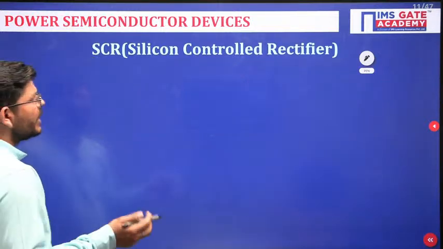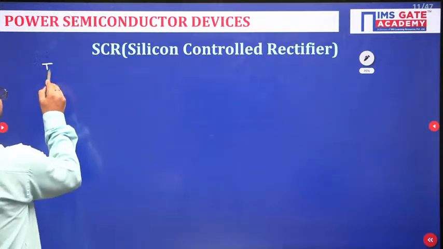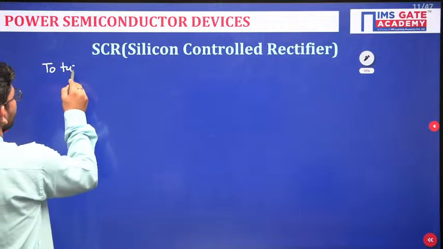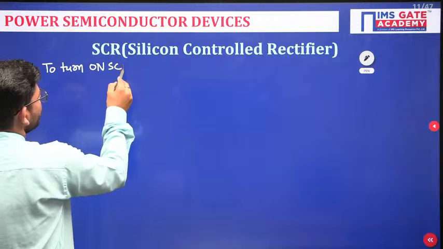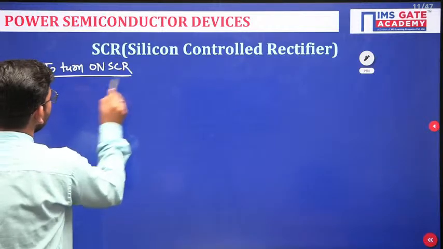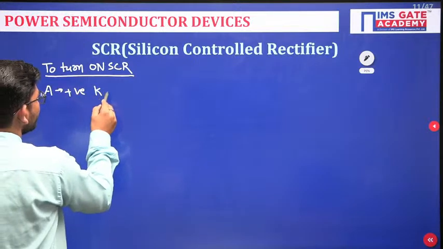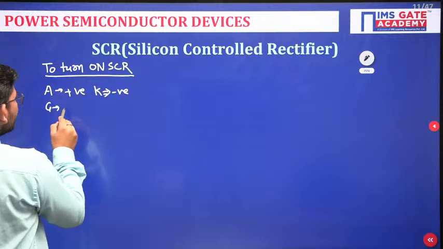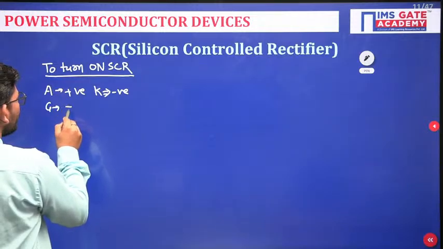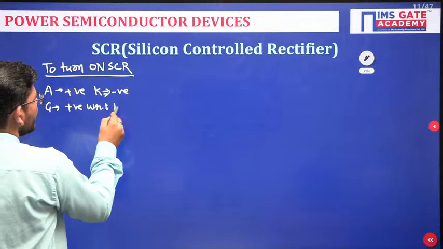Now what is the way to turn the device on? To turn on the thyristor, or for the proper operation of the thyristor, we will make the anode positive and the cathode negative, and we will make the gate positive with respect to the cathode.